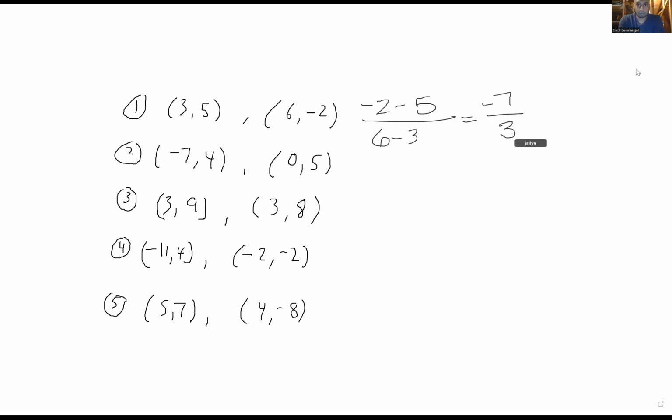All right, that one's good. All right, so let me ask you this. Does that line go up to the right or down to the right? Down to the right. Good.